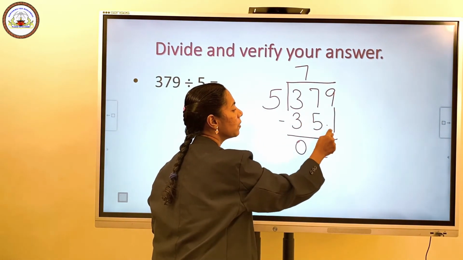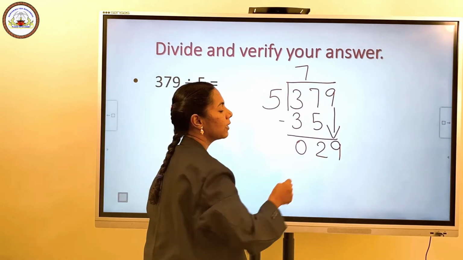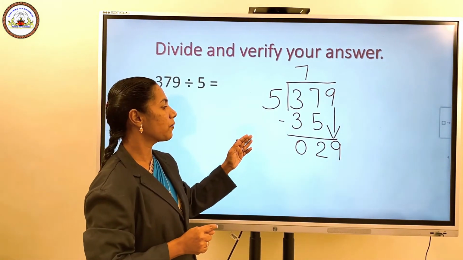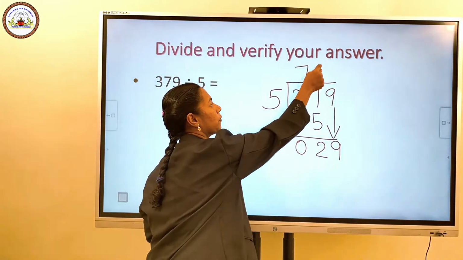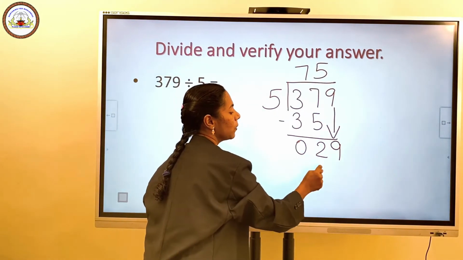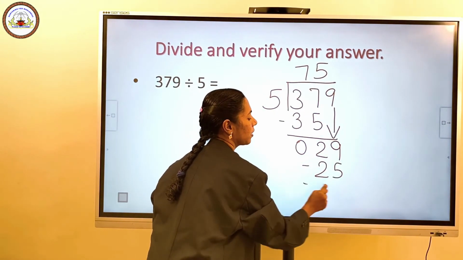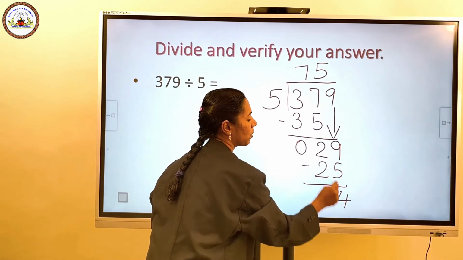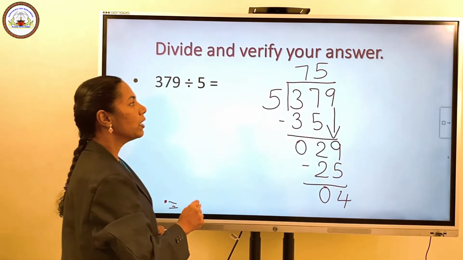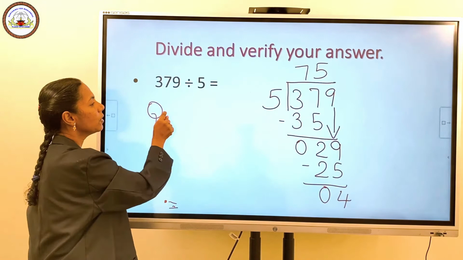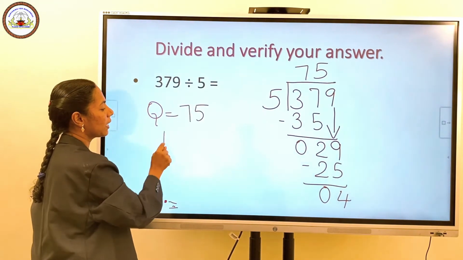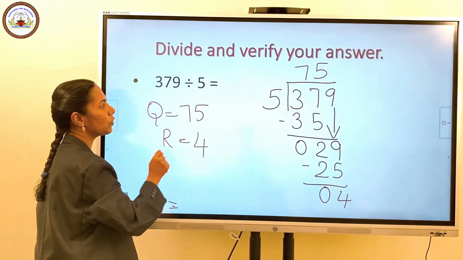Now bring down 9. In 29, how many tens? 5? 5 tens. 5 5s are 25. 9 minus 5, 4. 2 minus 2, 0. Here quotient is equal to 75. Remainder is equal to 4.